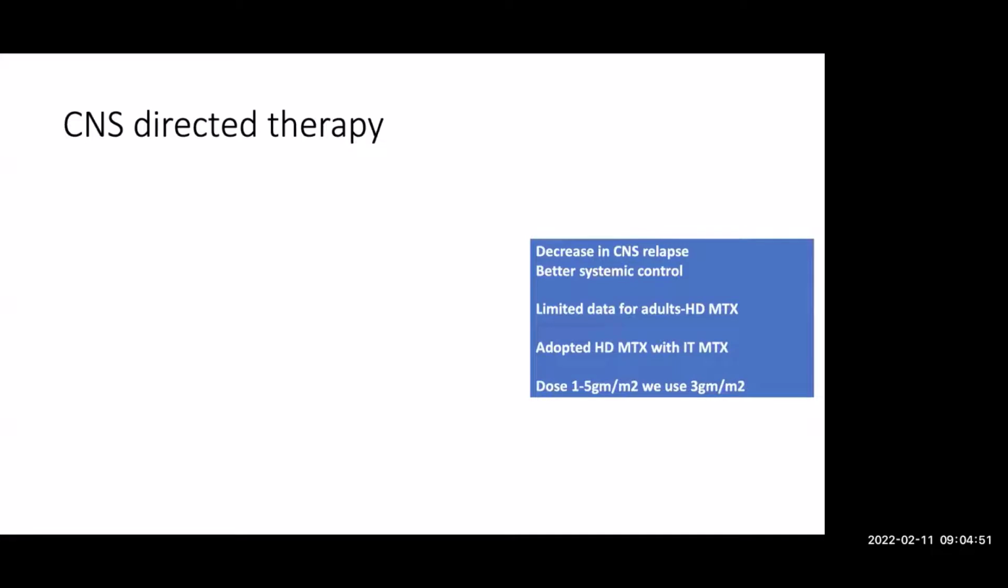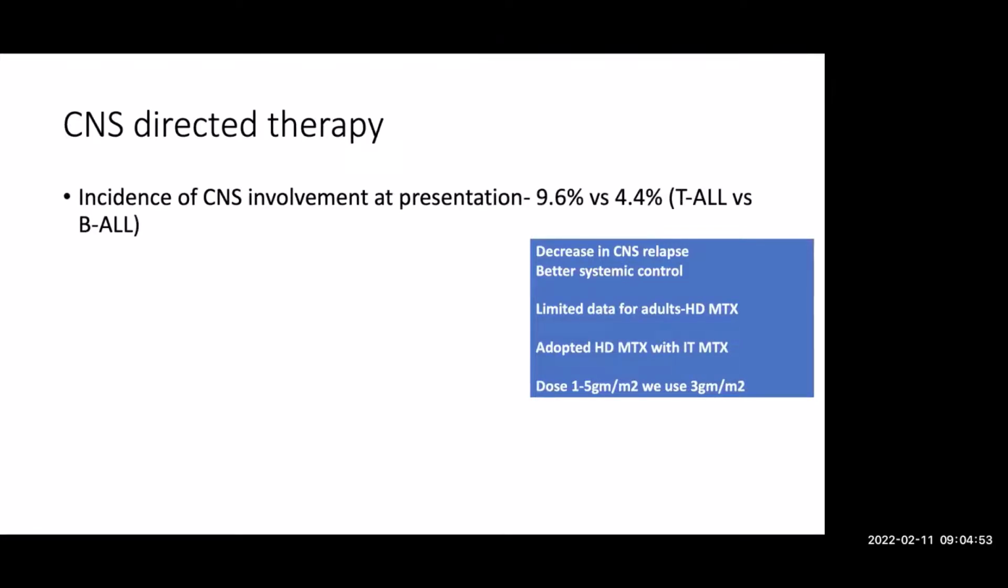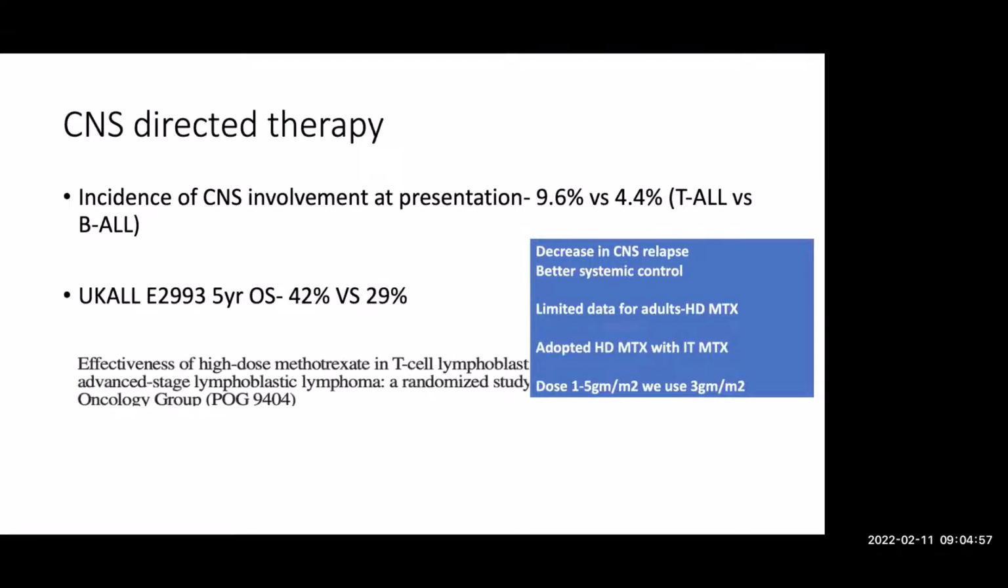Coming to the CNS directed therapy, the incidence of CNS involvement at presentation in T acute lymphoblastic leukemias is high compared with B-ALL. T-ALL has a CNS involvement at presentation of approximately 10% compared with 4% in B-ALL. And the patients who had CNS involvement at presentation have inferior overall survival, 42% compared with 29%.